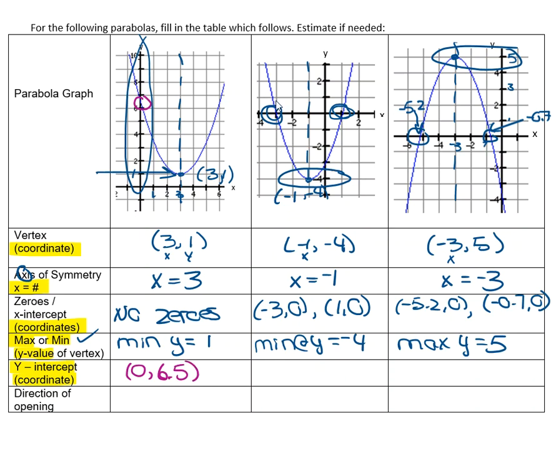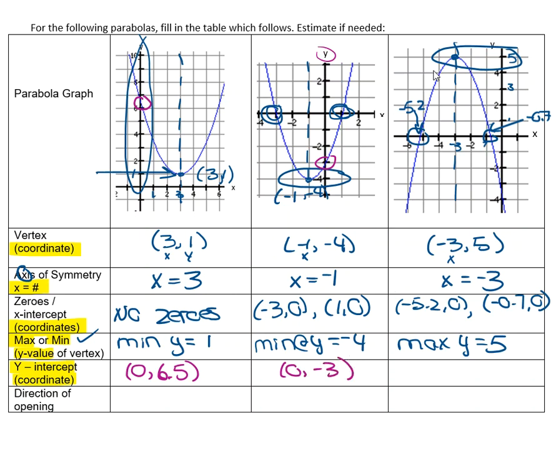Where's my y-intercept on my second one? So I'm looking for where my graph, my parabola, crosses the y-axis. It crosses it right here at a y value of negative 3. So my y-intercept is (0, -3).